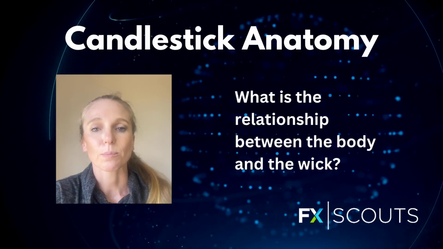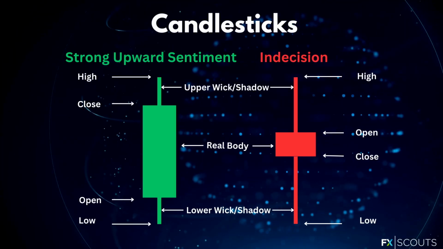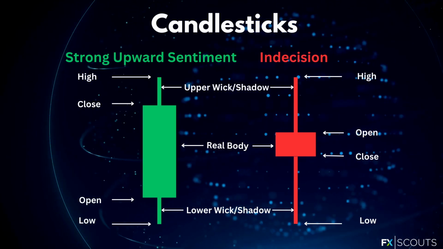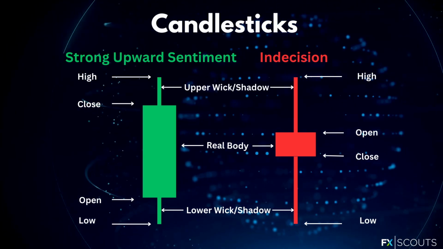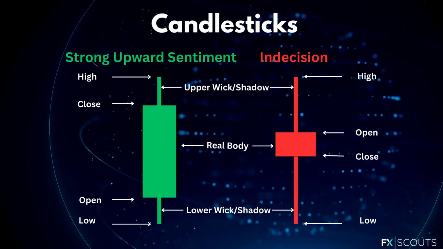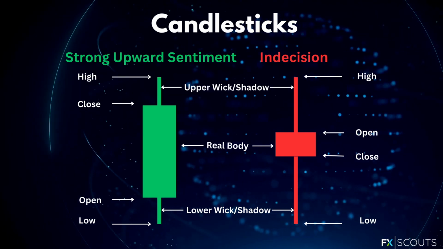What is the relationship between the body and the wick? The length of the bodies and the wicks, in absolute terms and relative to each other, can tell us a great deal about market sentiment over the duration of any given candle on a candlestick chart.